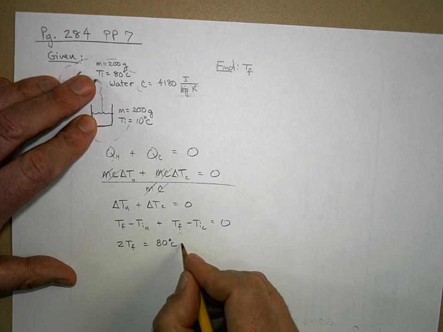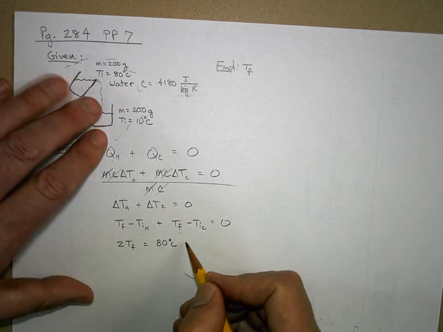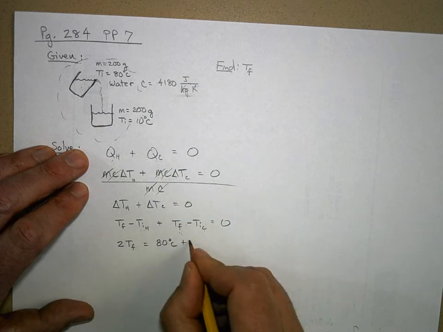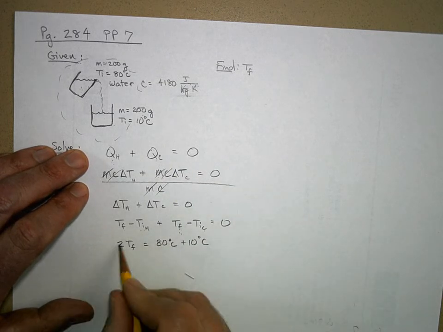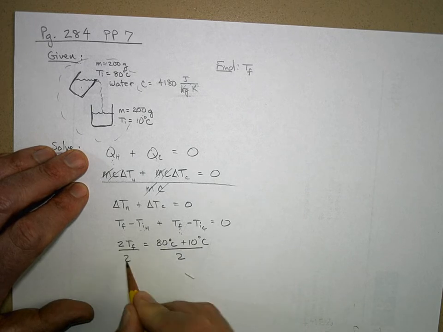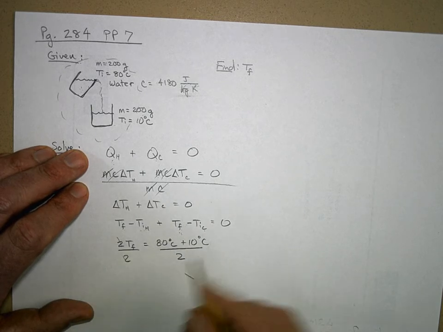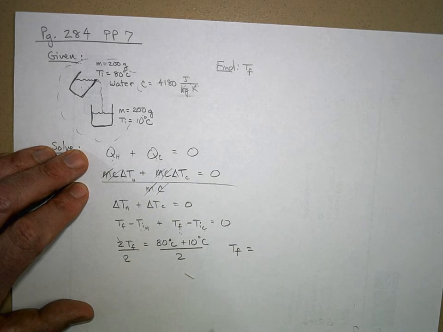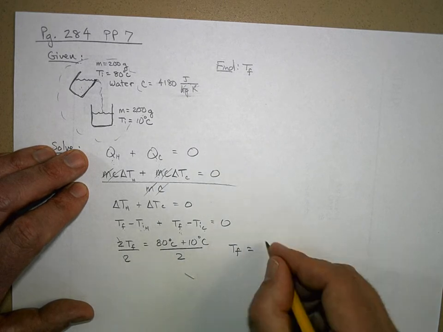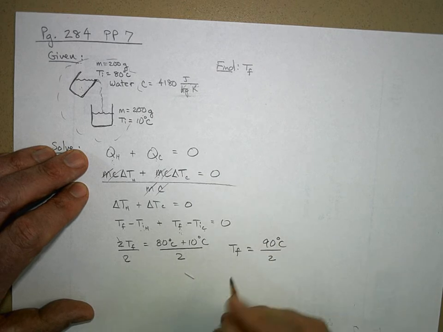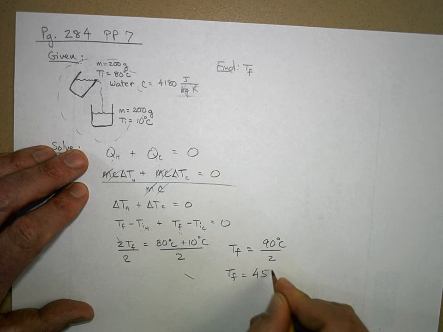That's the initial temperature of the hot water, and the initial temperature of the cold water is 10 degrees. And now I can just divide both sides by 2. And I get the final temperature is equal to 90 degrees Celsius divided by 2. So the final temperature is 45 degrees Celsius.